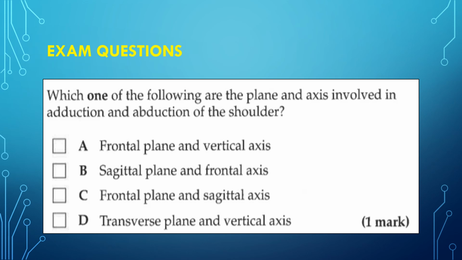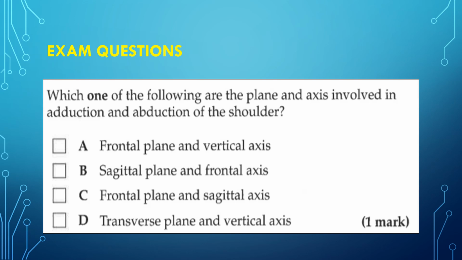Okay, so we have an example. We're going to do a couple of example exam questions now. We're going to work through it together, and then I'm going to leave my class with an exam question to do for homework for this week. You might get asked a multiple choice question, and it's just quite simple. Like I said, if you know the combinations and you understand what these words mean, then this is a very, very easy question. Which one of the following are the plane and axis involved in adduction and abduction of the shoulder? I'm going to give you a couple of seconds to think about that.